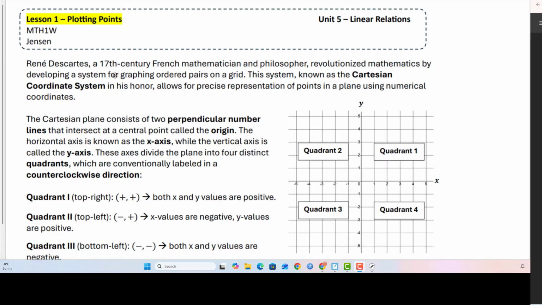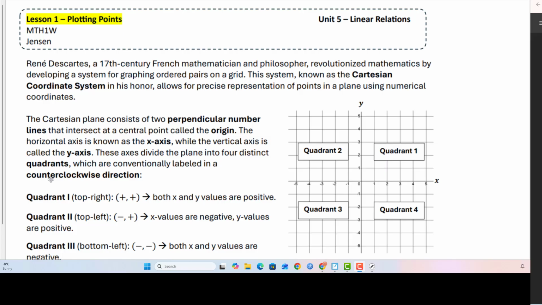René Descartes, a 17th century French mathematician and philosopher, revolutionized mathematics by developing a system for graphing ordered pairs on a grid. This system, known as the Cartesian coordinate system in his honor, allows for precise representation of points in a plane using numerical coordinates. The Cartesian plane consists of two perpendicular number lines that intersect at a central point called the origin. The horizontal axis is known as the x-axis, while the vertical axis is called the y-axis.